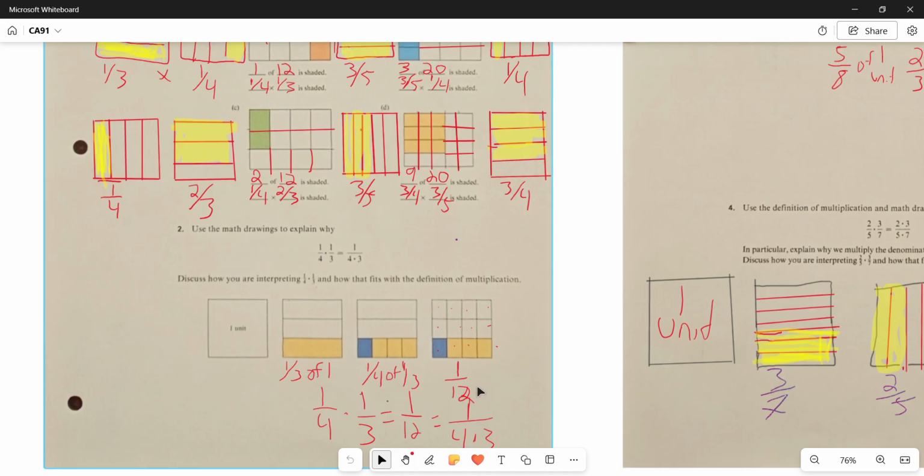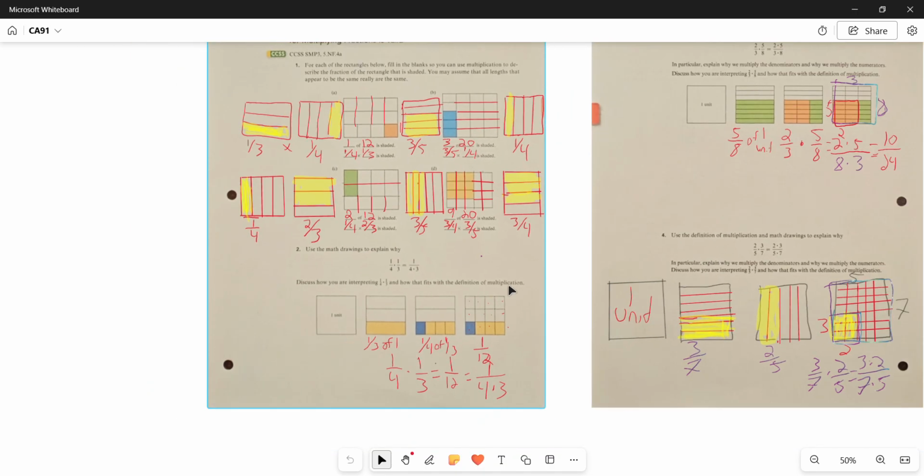Another way you can see that is the numerator generally represents, what I've discovered, the shaded portion of your answer, typically, which is 1, and then your denominator represents the total number of equivalent spaces to that shaded one. So you got 1, 2, 3, 4 times 1, 2, 3. 4 times 3 is 12, which is 1/4 times 1/3.